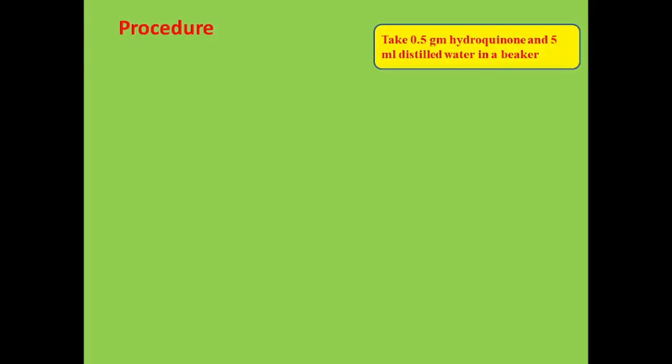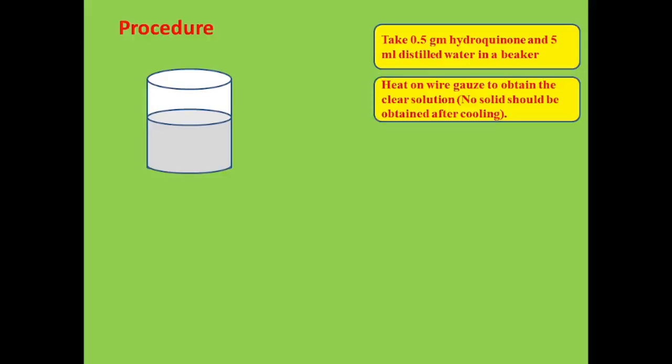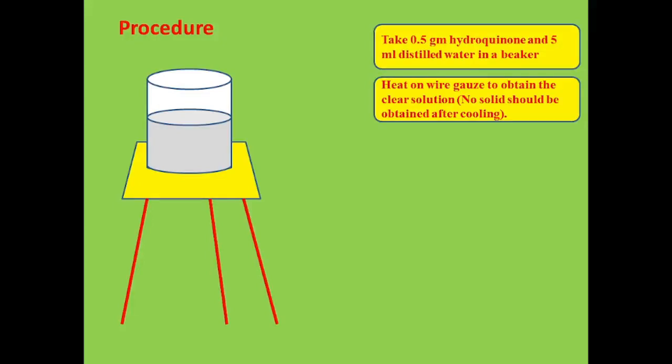Procedure: first take 0.5 gram hydroquinone and 5 ml distilled water in a beaker to form a solution. Then heat on the wire gauze to obtain a clear solution. Care should be taken that no solid is obtained after cooling.